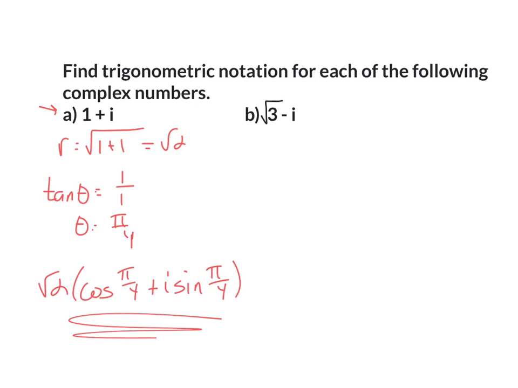Let me change colors here. All right, let's get the second one here. First of all, let's find r. r is the square root of the square root of 3 squared, which is 3.